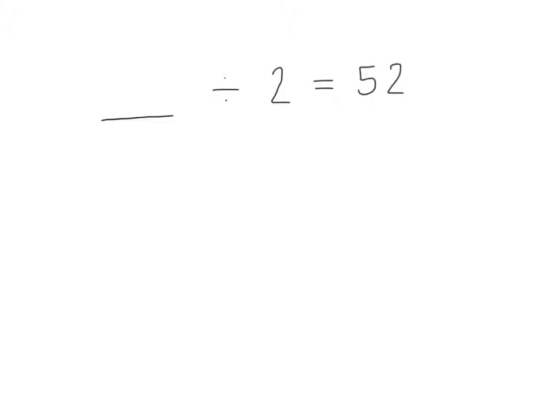Could we use what we know about inverse operations to help us figure out what the missing dividend should be? Yes. What equation could we use, Shreya? We could use 52 times 2 to figure out the missing number. Very good. So what is 52 times 2? Matthew? 104. So now we know that the missing dividend is 104.